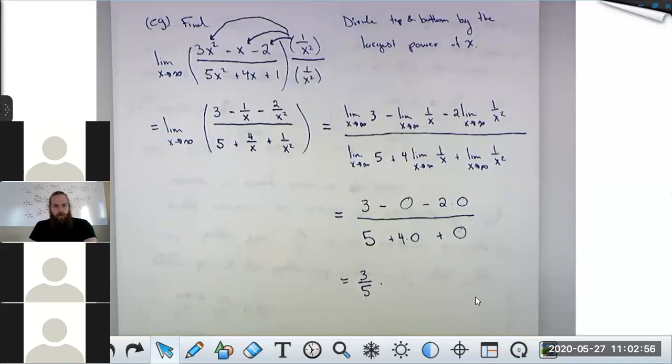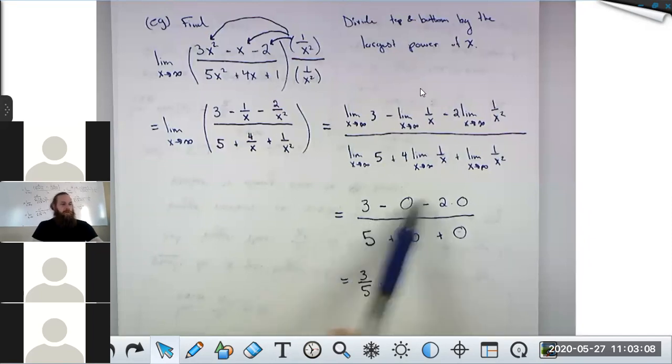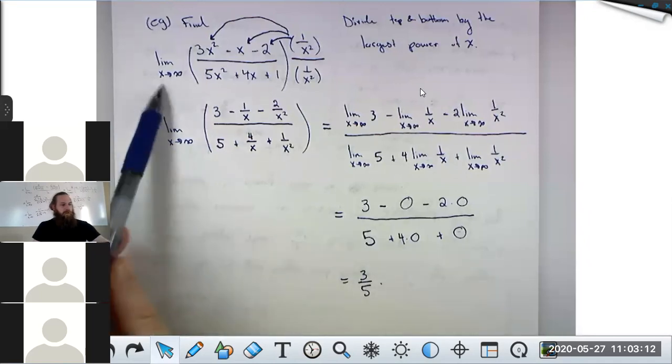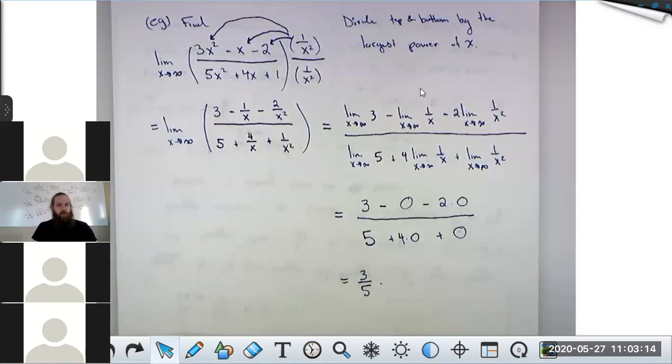No, the overall limit here definitely does exist. It's 3/5. Yeah, we get 3 plus some 0 stuff divided by 5 plus some 0 stuff. So the limit as x goes to infinity of that function is 3/5.